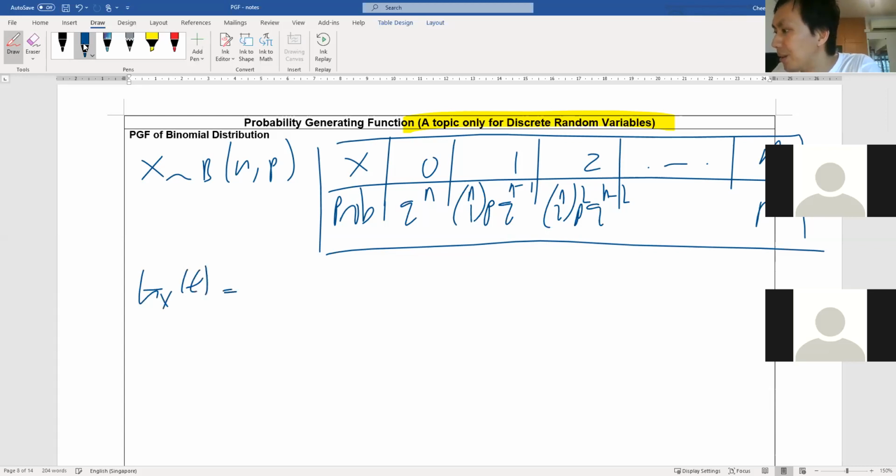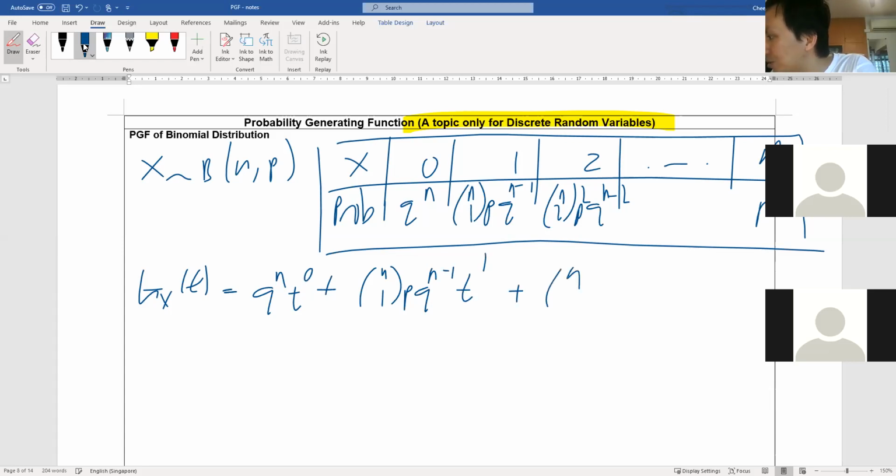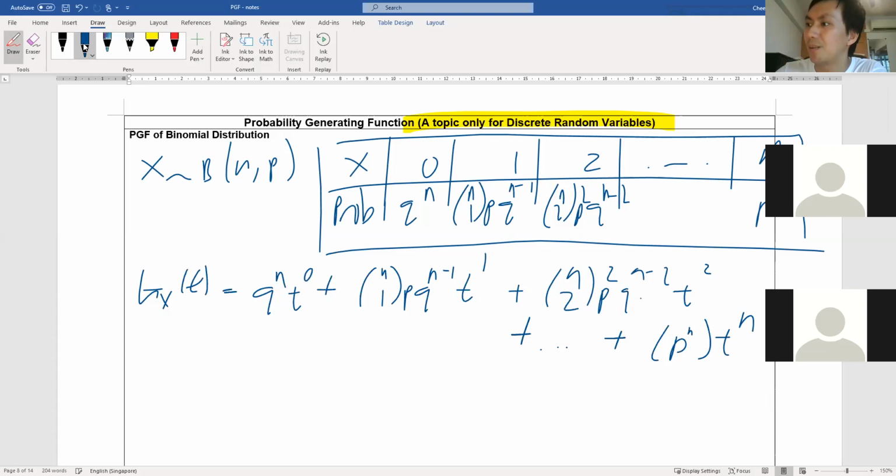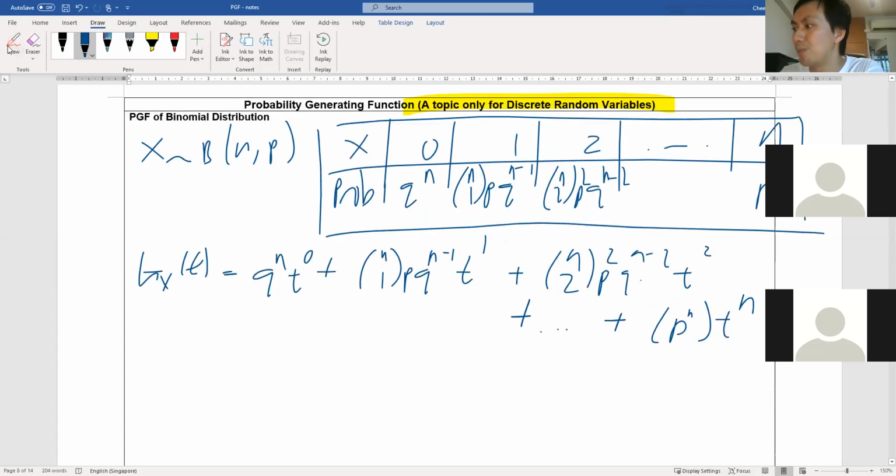It will be like q to the power n t to the power 0, plus n choose 1 p q to the power n minus 1 t to the power 1, plus n choose 2 p squared q to the power n minus 2 t squared, plus dot dot dot until p to the power n t to the power n. Okay, this is constructing the PGF of a binomial by definition.